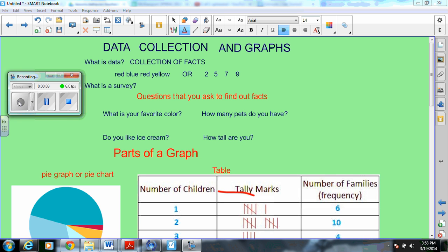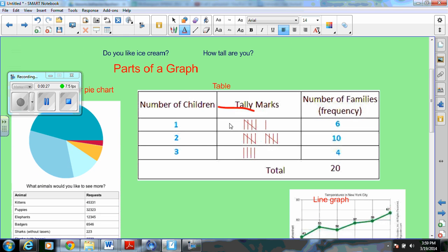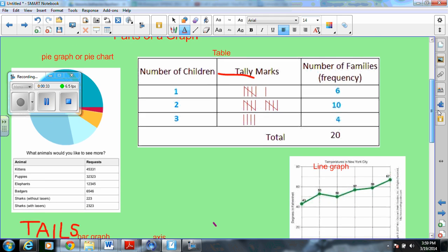Hi, welcome today. We are still talking about graphs and data collection today. Just reviewing for you, we said that data is a collection of facts, that you get from taking a survey. And a survey is questions that you ask to find out the facts. And we said that when you organize your information, you put it into a table. Here's a table. And that you then change the table into certain types of graphs.